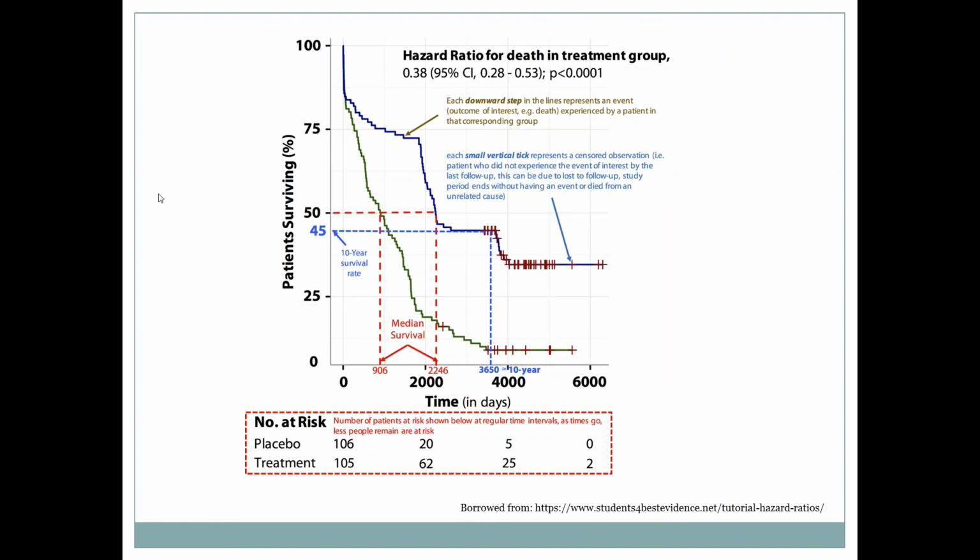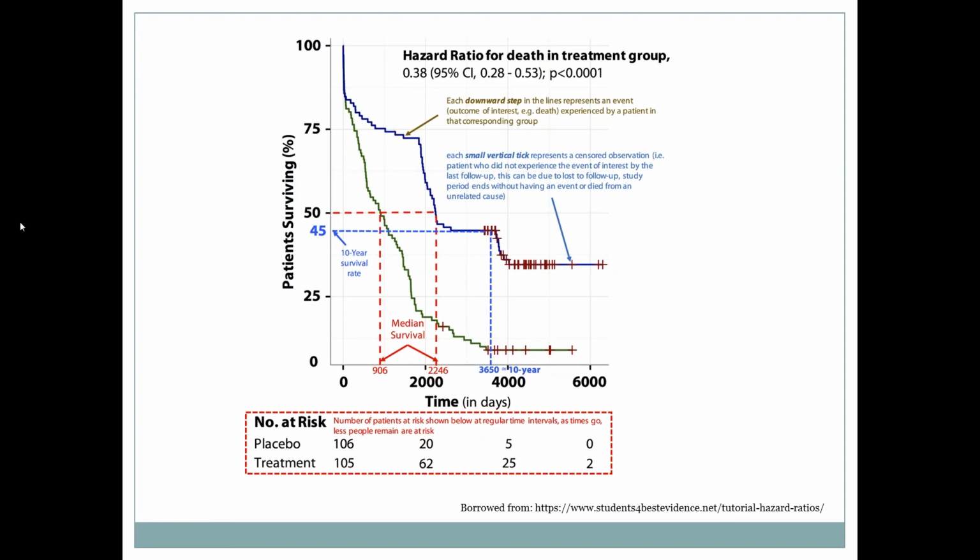The hypothetical study was a randomized controlled trial that investigated the effectiveness of a new treatment for improving the survival of patients with heart failure. Okay, so a total of 105 patients were randomized into the treatment group, and 106 were randomized into the control group, and the primary outcome was overall survival. Okay, so the main result of this trial can be summarized in a paragraph.